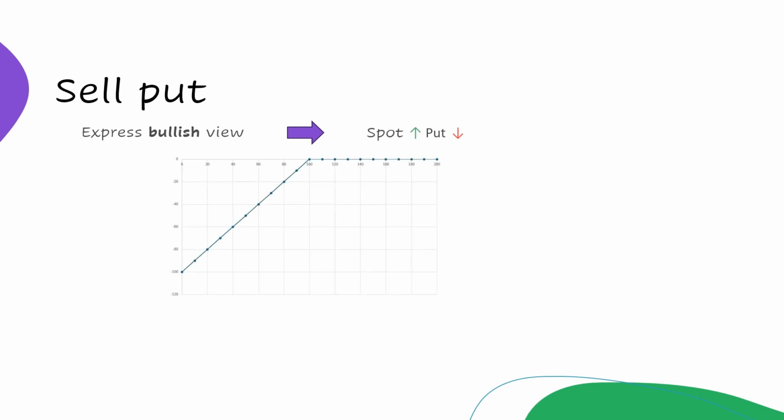The next strategy is selling put option. Selling put is a way to express a bullish view on the underlying asset because put value decreases when the underlying moves higher. This is the payoff diagram of selling put. There is no upside in the payoff. This is because selling put receives premium at the beginning. Selling put is about receiving premium at the beginning to underwrite downside risks on the underlying asset.